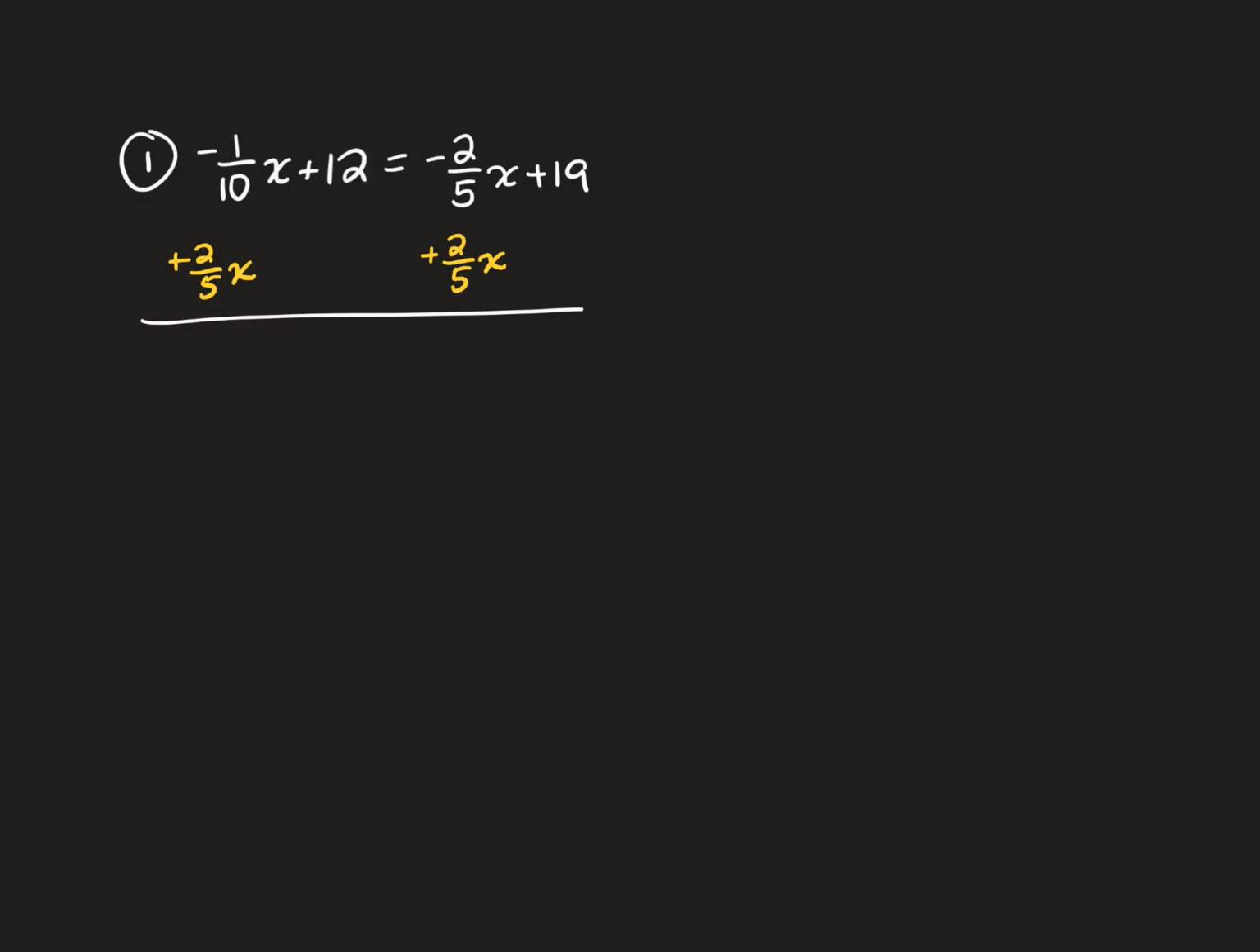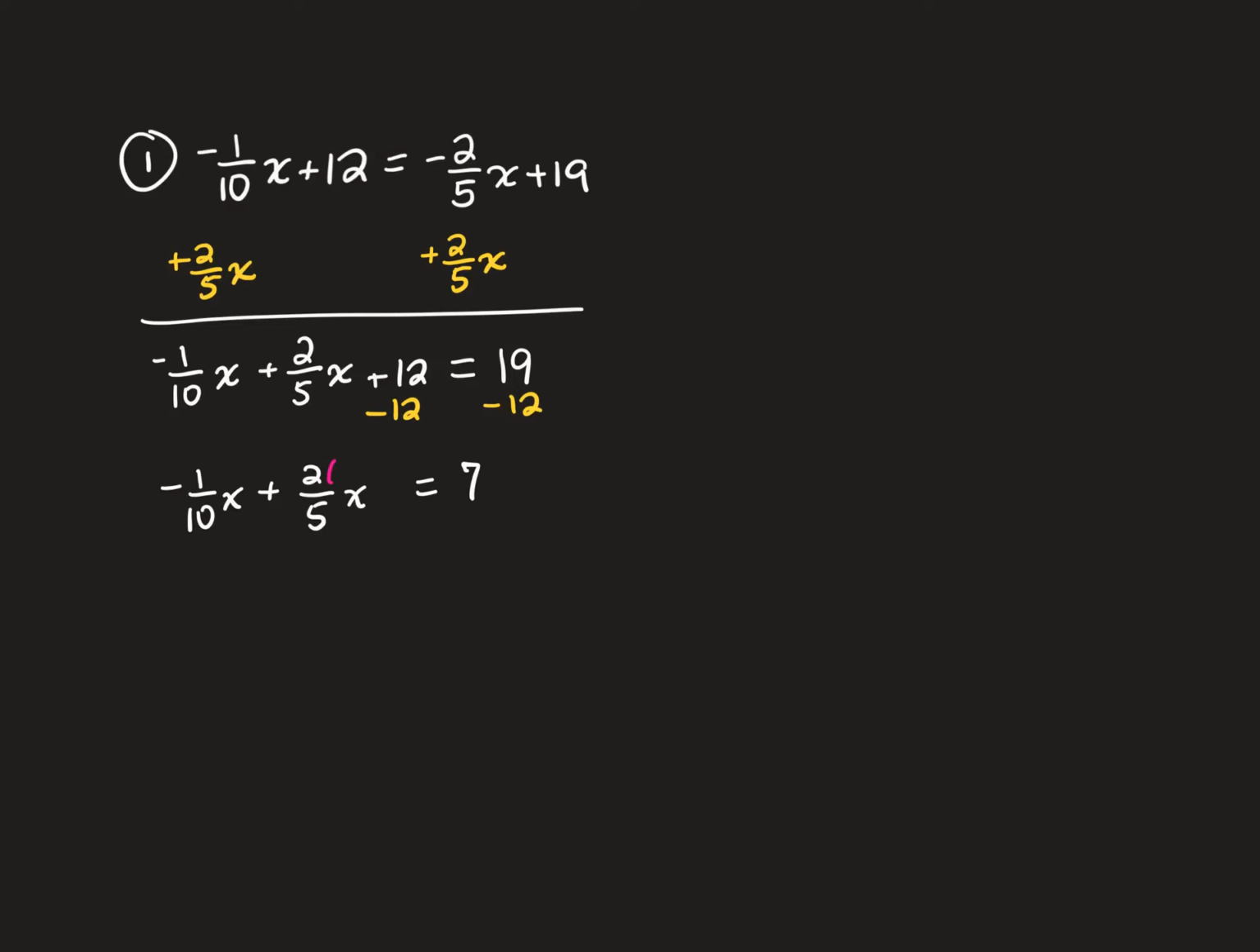All right, and that's going to give me negative 1/10 x plus 2/5 x equals, plus 12 equals 19. Let me go ahead and subtract 12 from both sides. Then I have negative 1/10 x plus 2/5 x equals 7. Now at this point, you have a couple of options. You could either multiply by the common denominator every term in the equation, or you could add your fractions together by getting a common denominator just on the left side. And that's what I'm going to do here.